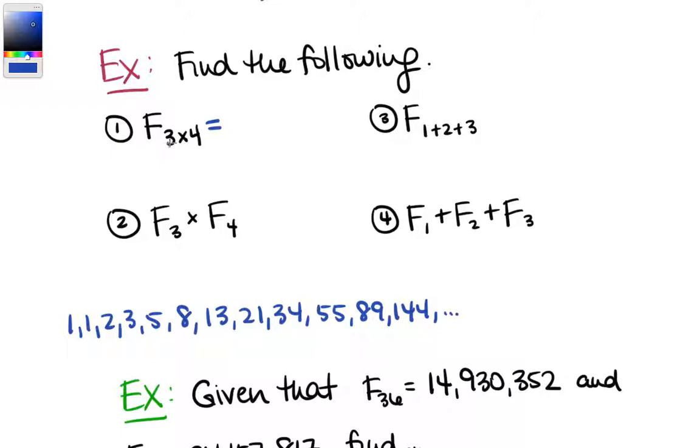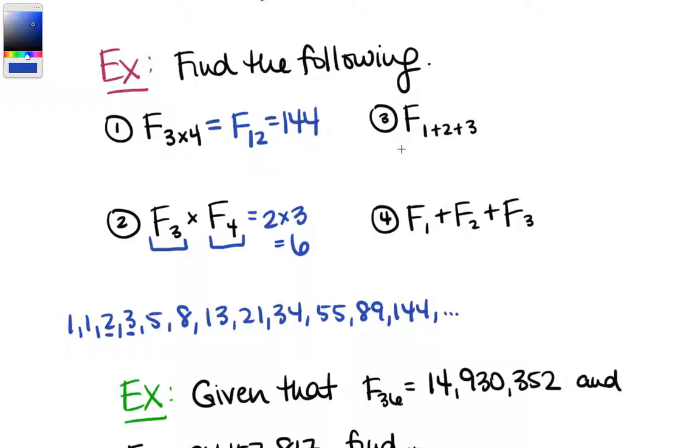So the 3 and the 4 are being multiplied down in the index. 3 times 4 gives us 12, and we already know the 12th Fibonacci number is 144. And here the difference is the multiplication is not down in the index, it's just up with the numbers. So we want the full third Fibonacci number times the full fourth Fibonacci number. 2 is the third one, 3 is the fourth one. So 2 times 3 gives us 6.